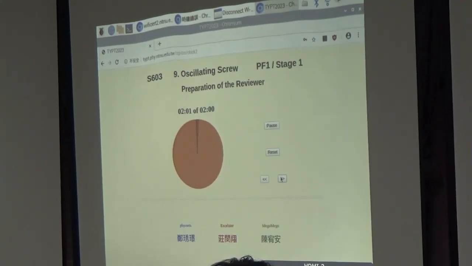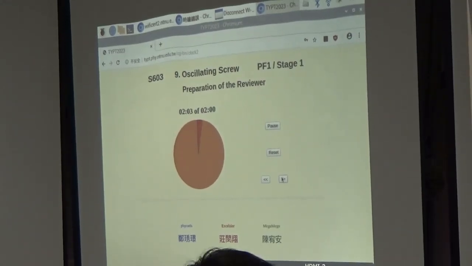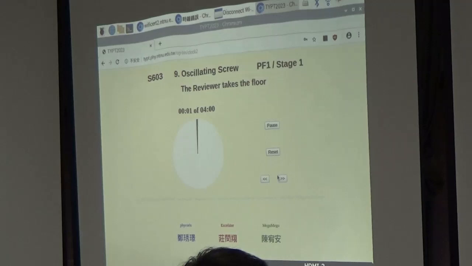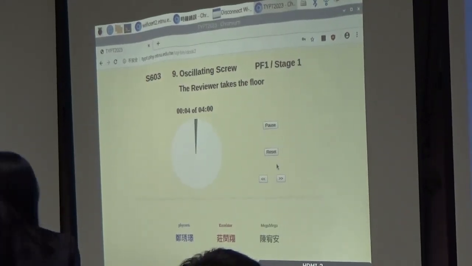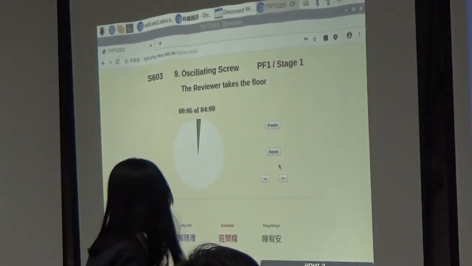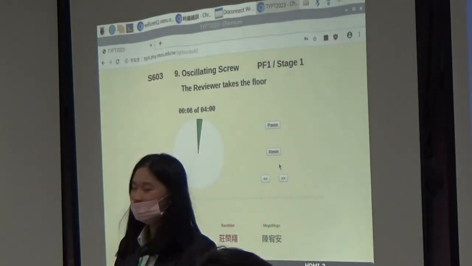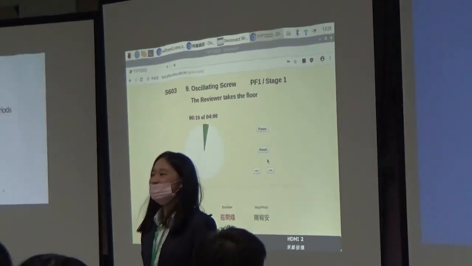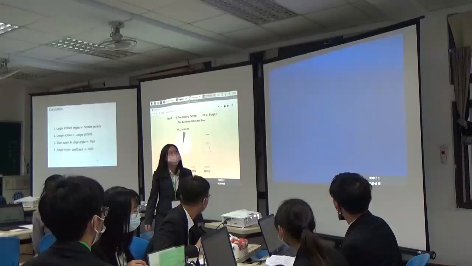Okay, the girl has 4 minutes to present her point of view. Okay, hi, we're Team Meg, and today we're going to be reviewing the oscillating screw.